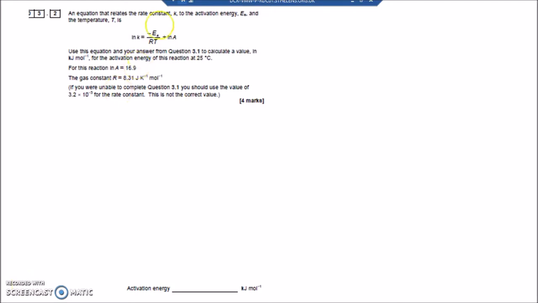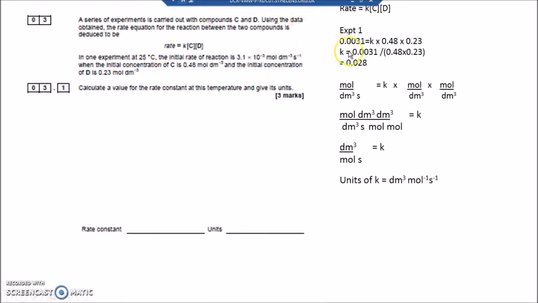3.2 is another maths question, so I've got the Arrhenius equation. Use this equation in your answer from question 3.1. So let's remind ourselves what we did in question 3.1. In question 3.1, we worked out k, which was 0.028.